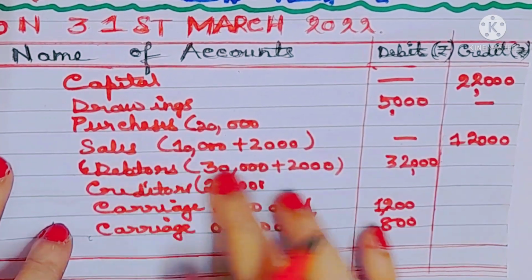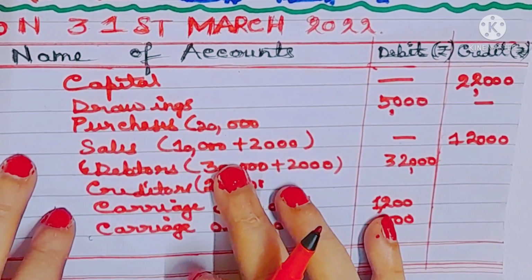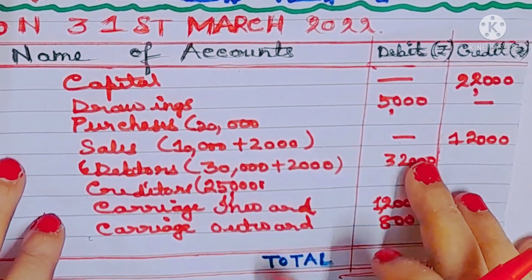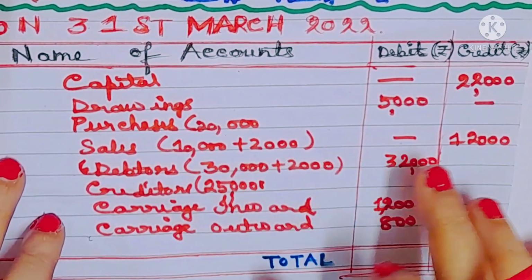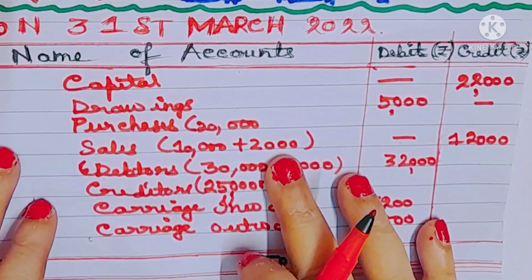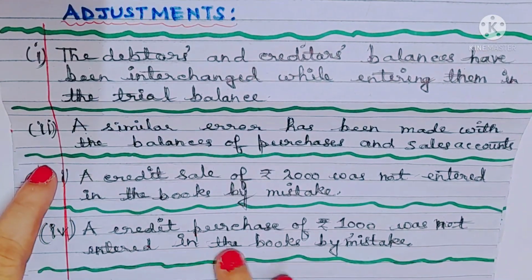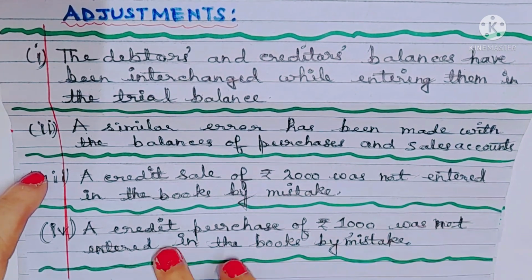Why do debtors have a debit balance? Because debtors fall under personal account. According to personal account, the receiver of the benefit is debited. Here, debtors is the receiver of the benefit. So, debtors will be debited. So, let's see the last additional information. Last additional information is number 4. A credit purchase of 1000 was not entered in the books by mistake.